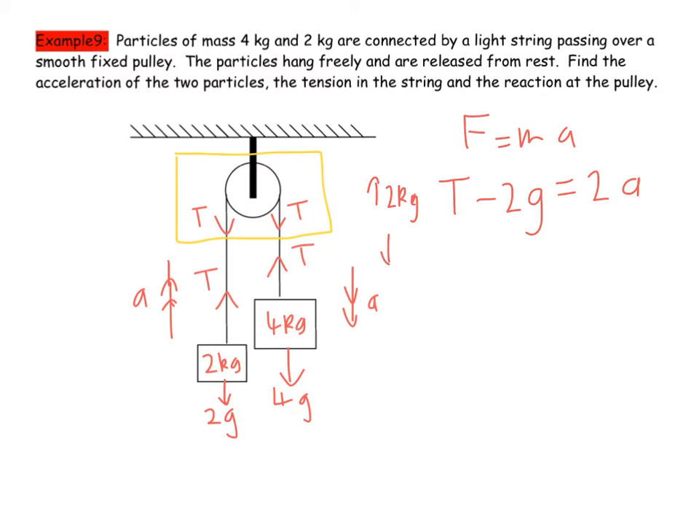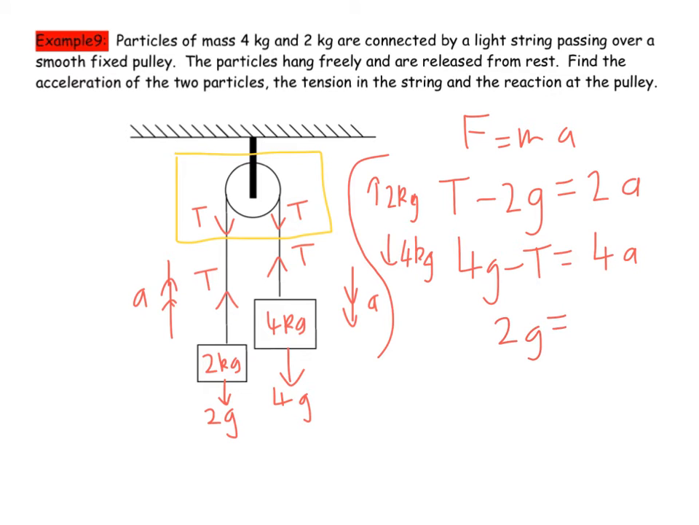If we then look at the 4 kilogram particle, it's going downwards. 4g minus T would be the net force. So 4g minus T equals, and because we're looking at the 4 kilogram particle, the mass is 4, acceleration is a. If we add together the first equation and the second equation, T minus T is 0, 4g minus 2g would give 2g on the left hand side, and if we add the right hand side we get 6a. This gives an acceleration of g over 3.